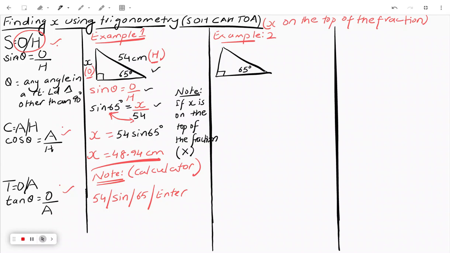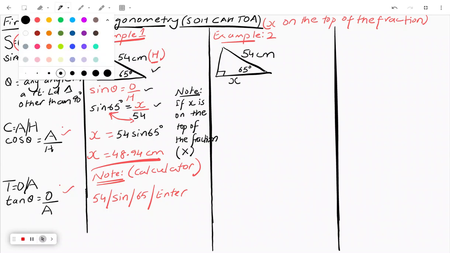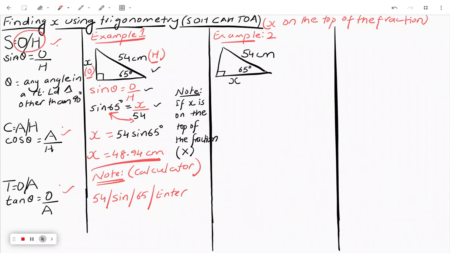It depends upon the position of the x, what we are going to get for our answer, right? Okay, so let's just say our x has now moved to the bottom and 54 stays at the same place. Now first thing, always label the sides. So we are going to label the sides using H and whatever.